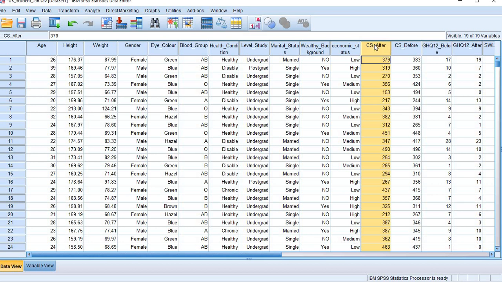And now the alternative will be economic status has impact on credit score of students.